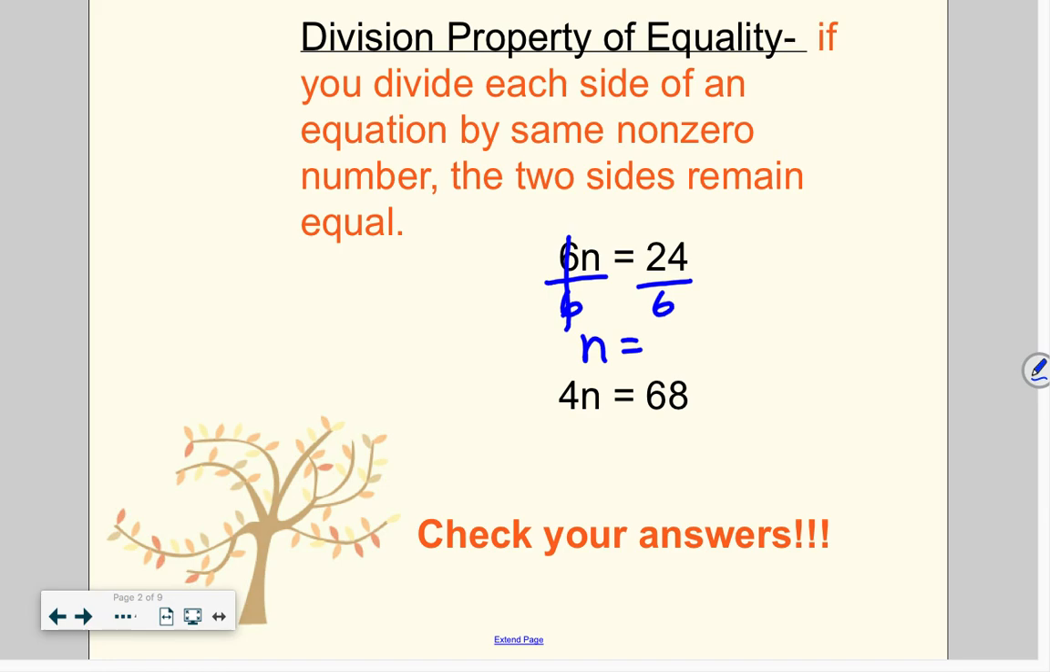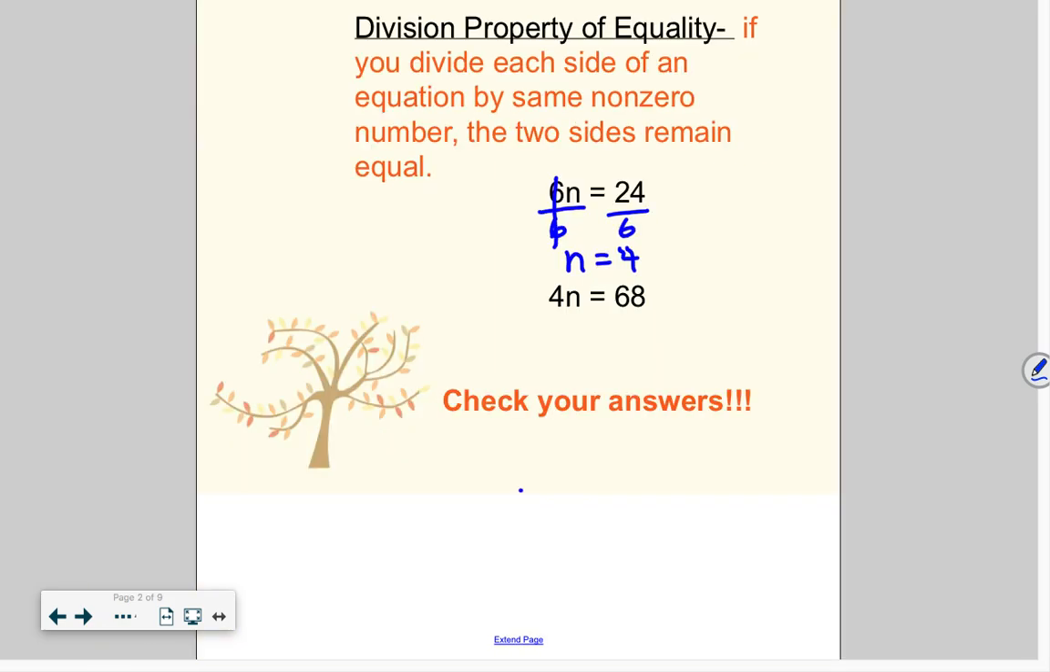Now, what is 24 divided by 6? 4. Double check your work. Is 6 times 4 24? Yes, it is. So you know you have the correct solution. In the next one, 4n equals 68. What is the opposite of multiplying times 4? Divide both sides by 4. Right. 4 times n is, opposite of multiplication is division. Make sure you have n equals.